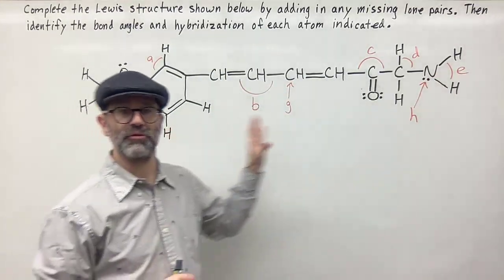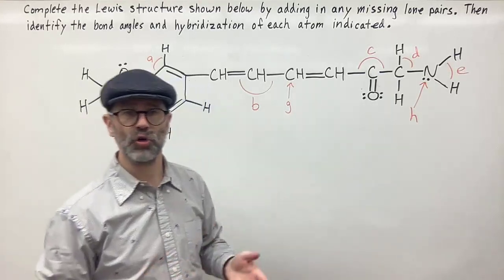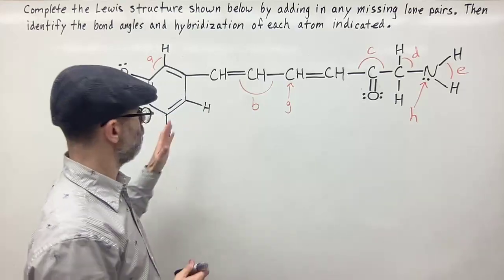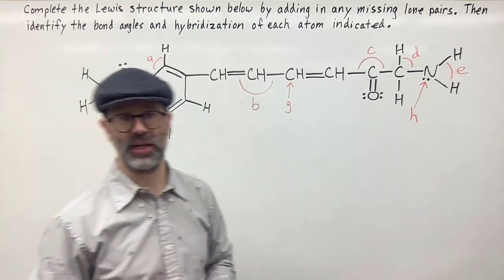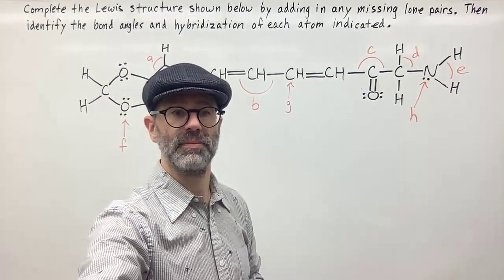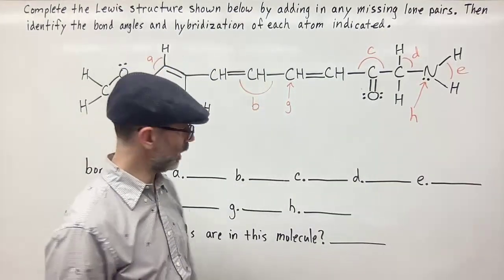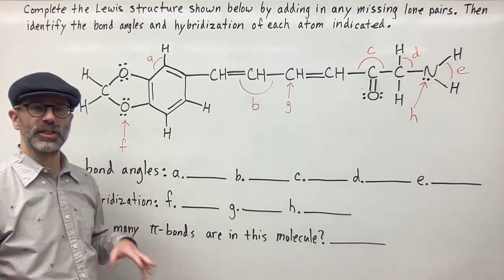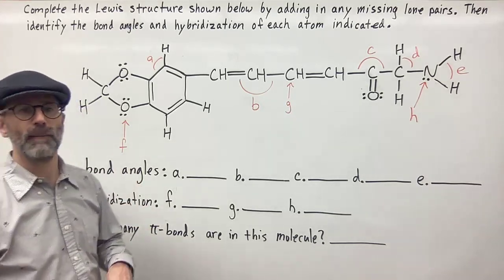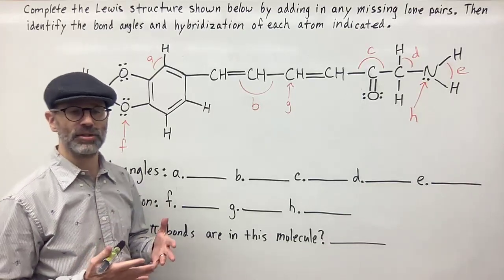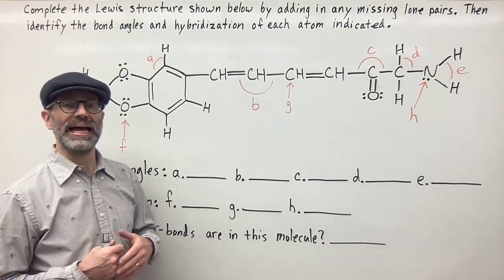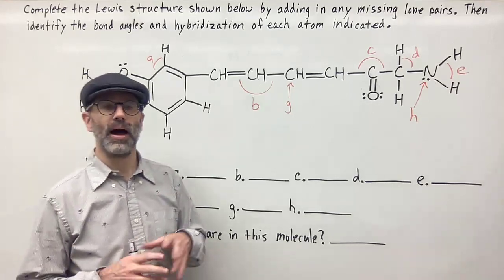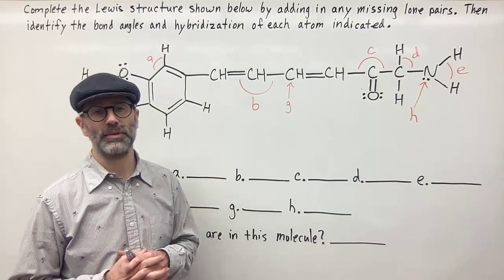So now that we've filled everything in with the lone pairs, now we need to figure out the bond angles and the hybridization. Okay, let's get started on that. With regard to bond angles and hybridization, it's all going to come down to the number of bonding and non-bonding pairs around your central atom, which is going to determine by VSEPR theory what the shape around that central atom is going to be.